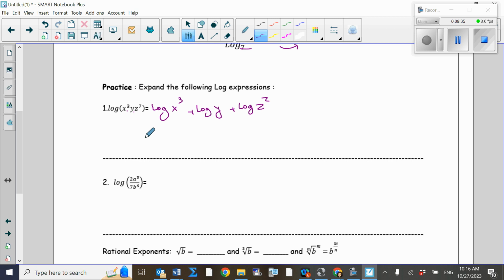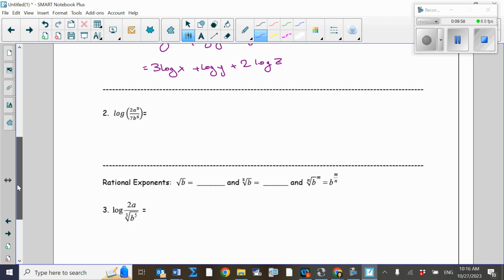I can expand this one more step because there are exponents here. I can move the exponents to the front of the logs. So I can write this as 3 log of x plus log of y plus 2 log of z. So that's how I expand this problem.